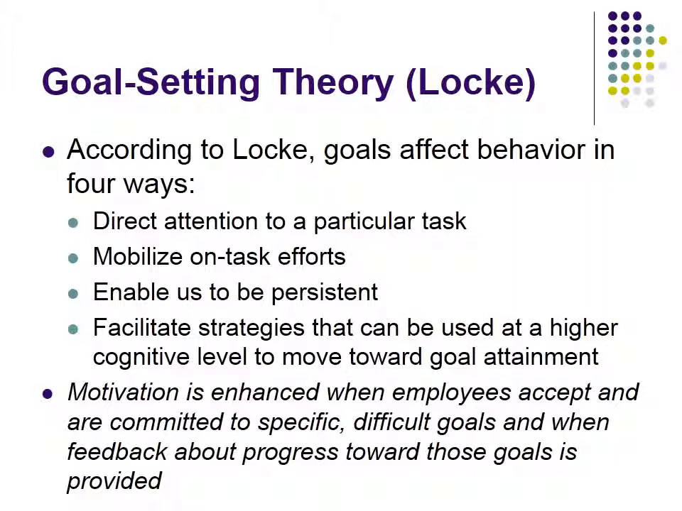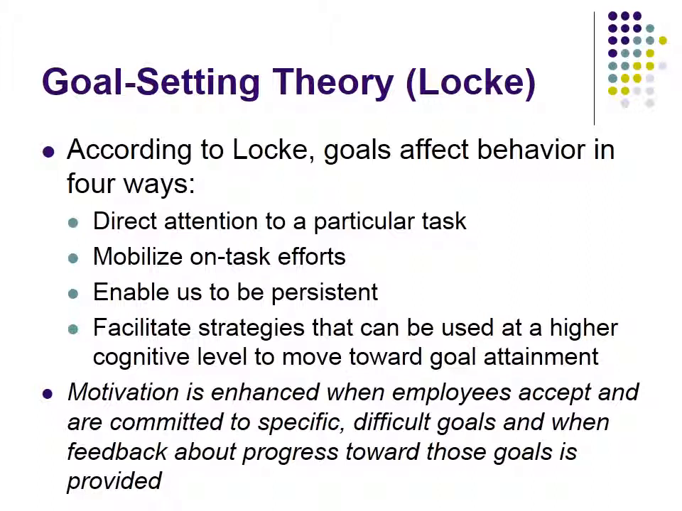So, in other words, there has to be an acceptance that this is a good goal. I like this goal. I want this goal. It needs to be a relatively difficult goal, and it's a moderately difficult goal that works the best. So a very easy goal tends not to motivate people because it's too easy. An impossible goal tends not to really motivate people either, as they don't think they can attain it.